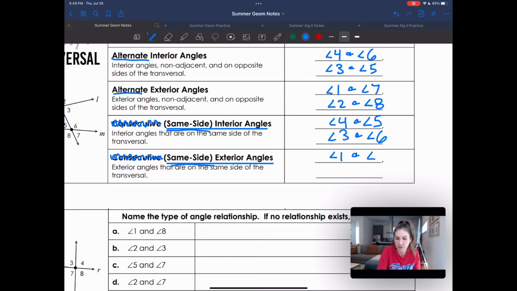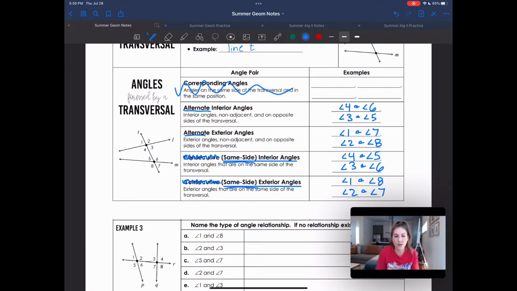Angle 1, angle 8, angle 2, and angle 7. Okay, so hopefully those are going well. Let's look at the last one. It's kind of its own thing.